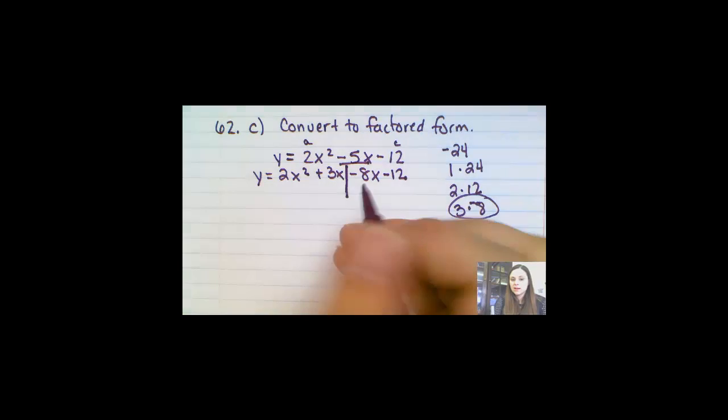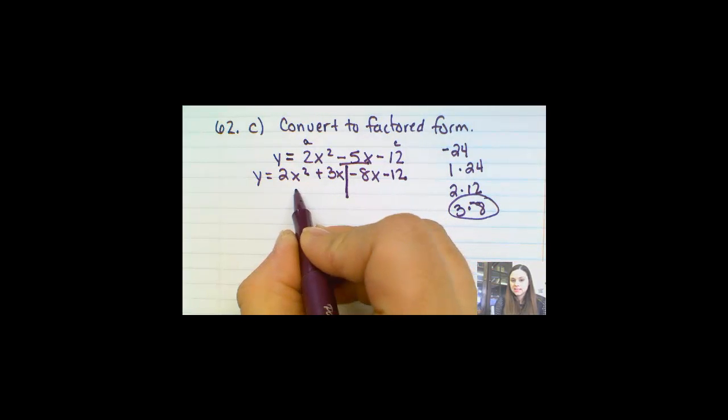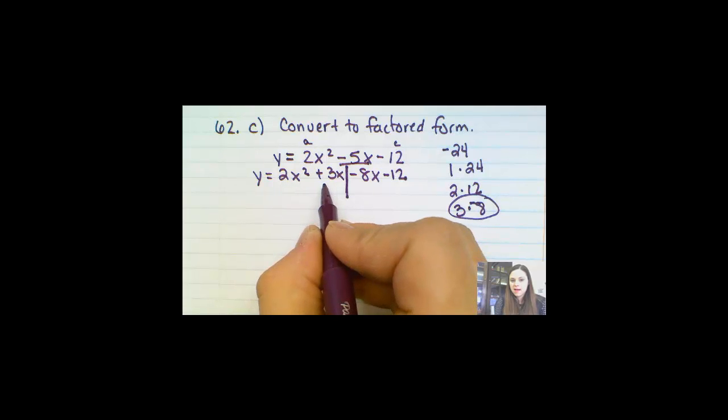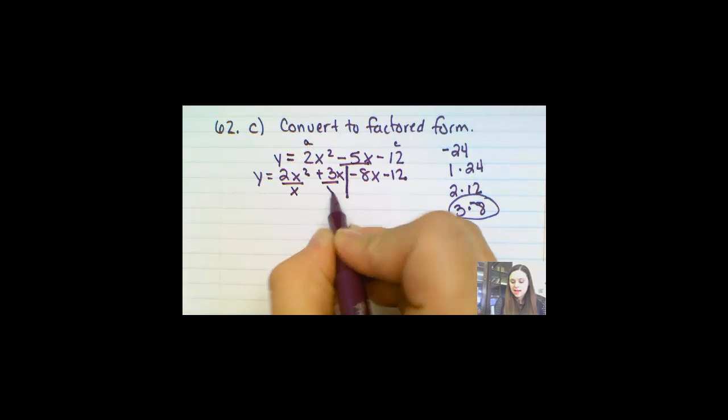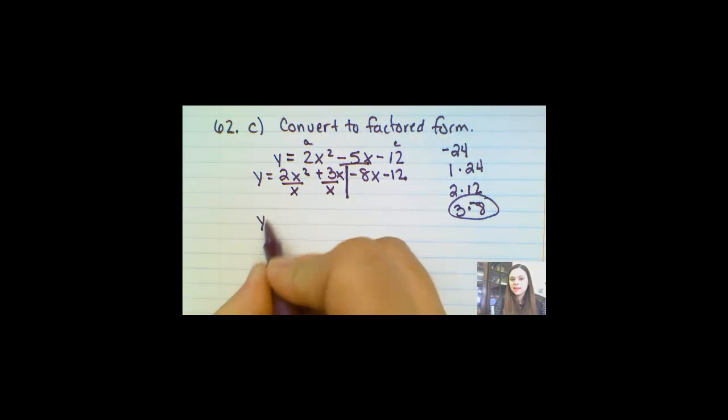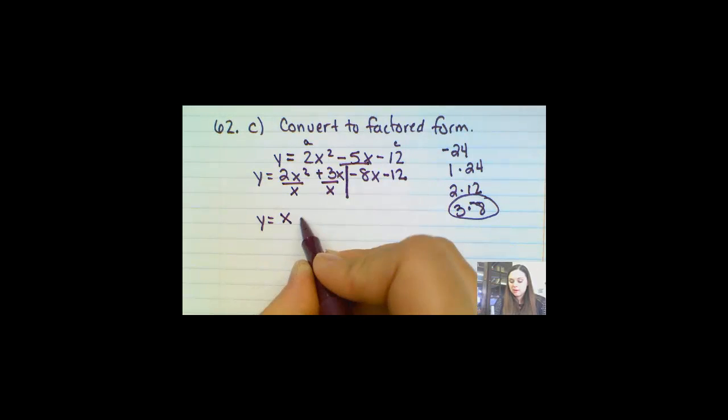With 2 and 3, I can't factor out any numbers other than 1. But with x squared and x, I can factor out an x. I can divide them both by x. Here's the x I'm factoring out. And when I divide this, 2x squared divided by x is 2x. 3x divided by x leaves me with just plus 3. And then I'm going to do the same thing on this side.